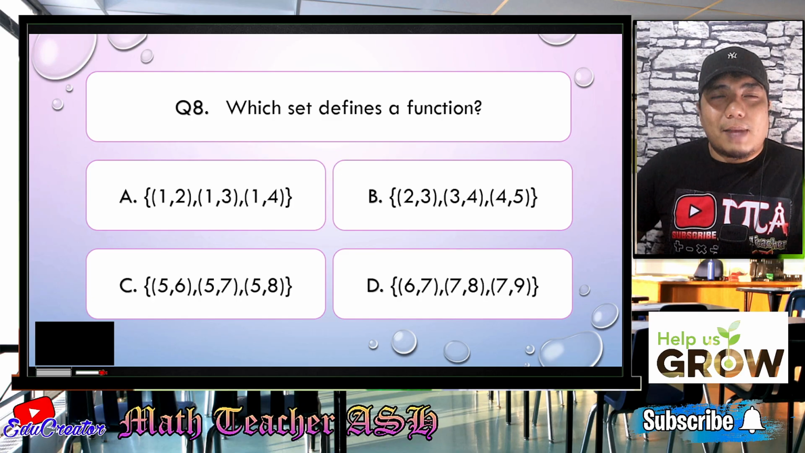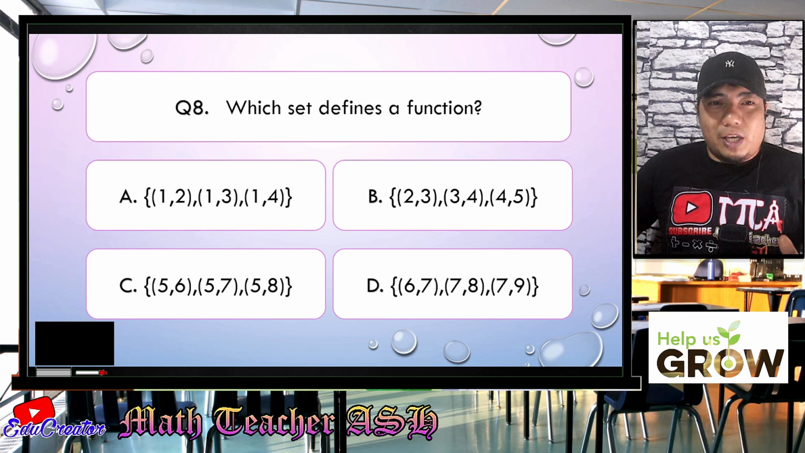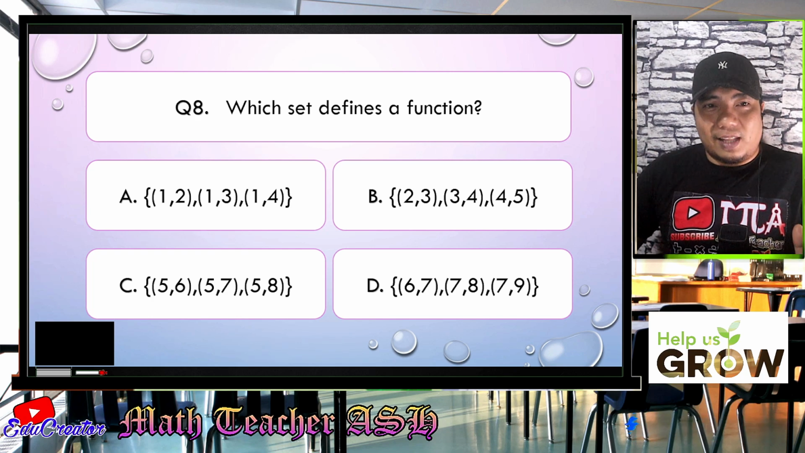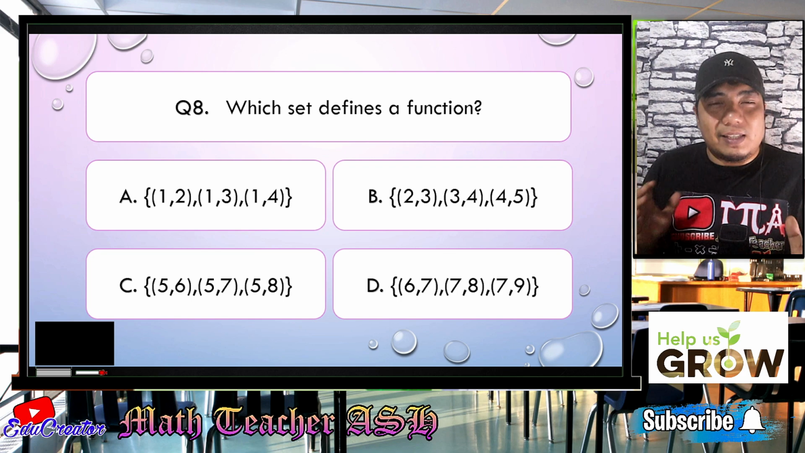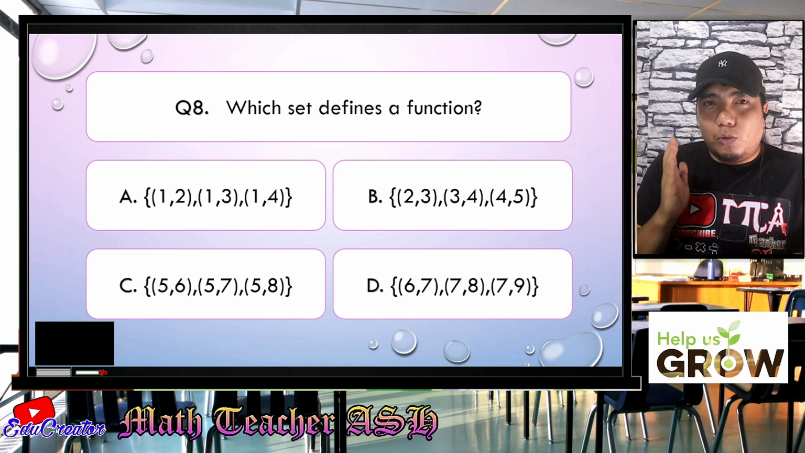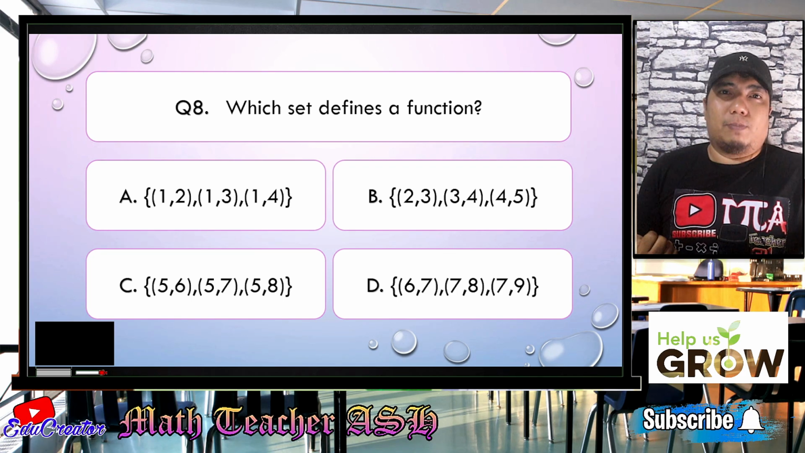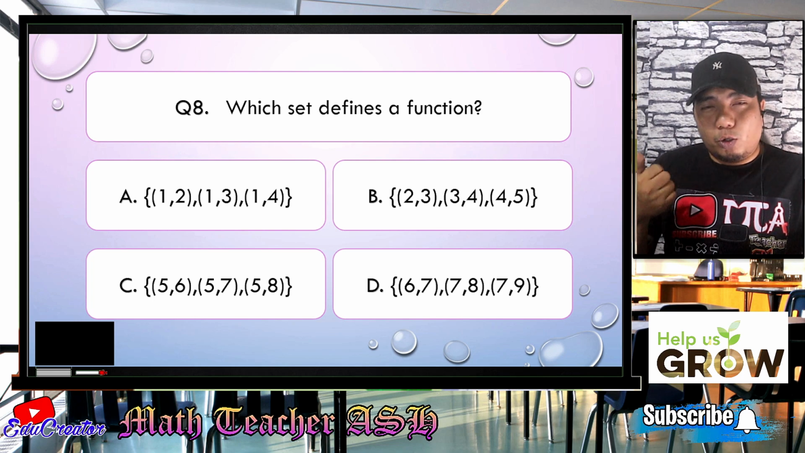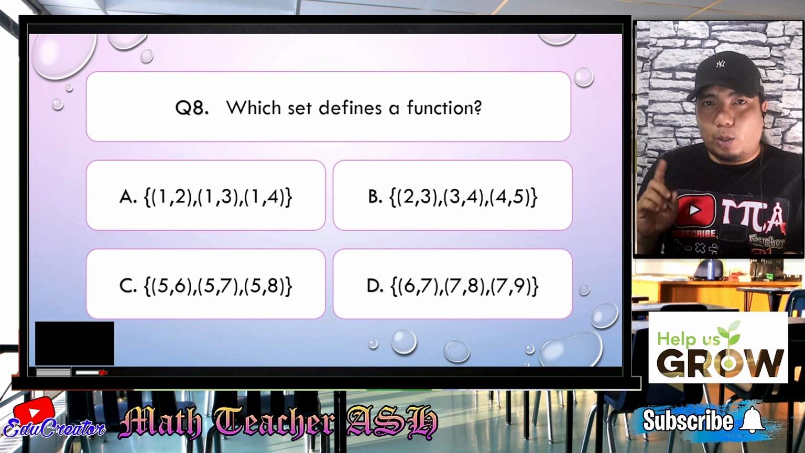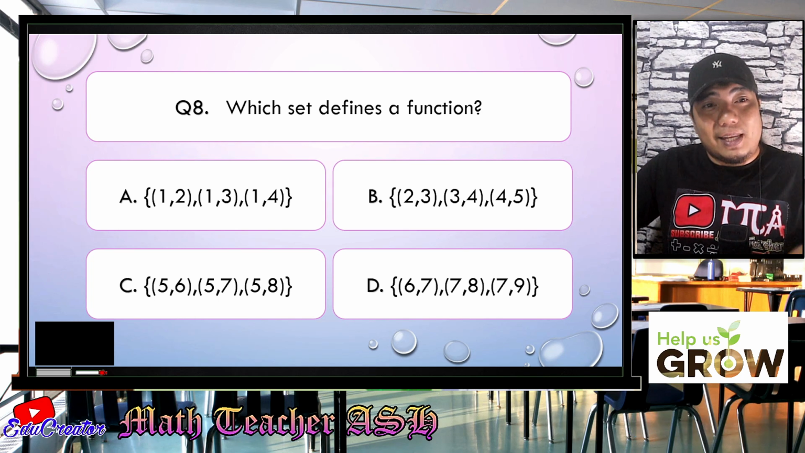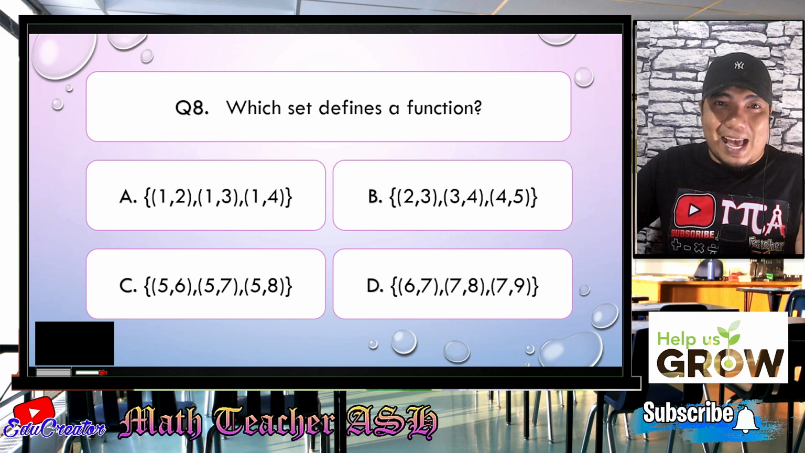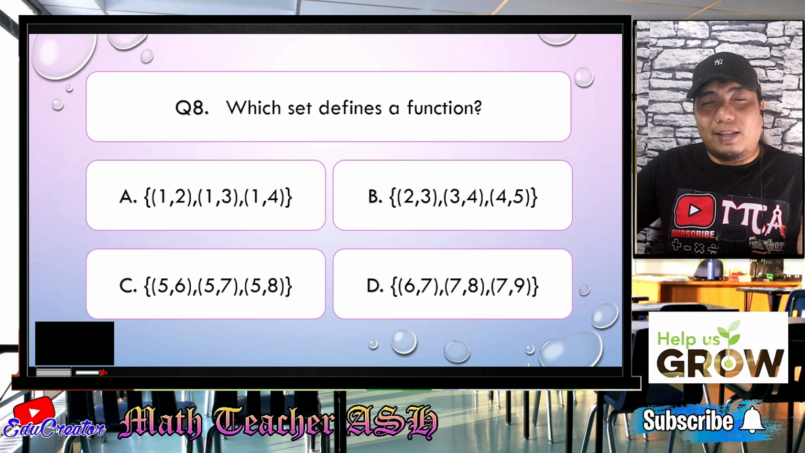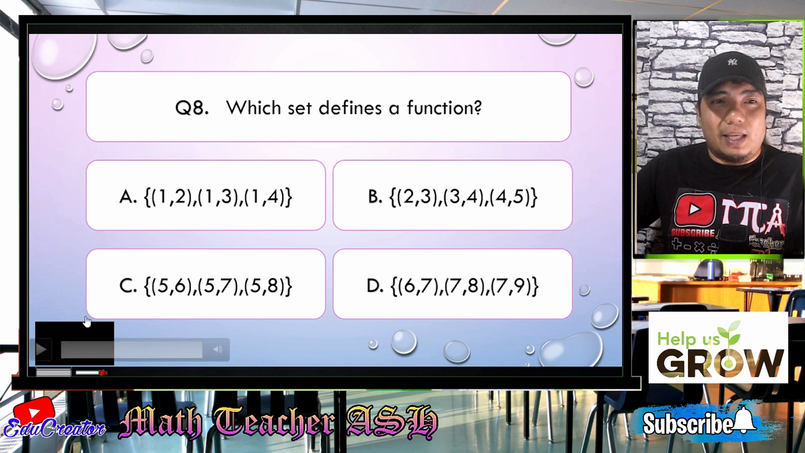Alright, my dear math learners, so the question here is, which among these given sets defines a function? Remember that in order for a given set to become a function, there should only be one-to-one correspondence or many-to-one correspondence, not one-to-many. So basically, my dear math learners, the rule here is that the x-coordinate, the abscissa, should not be repeating. So let's check.